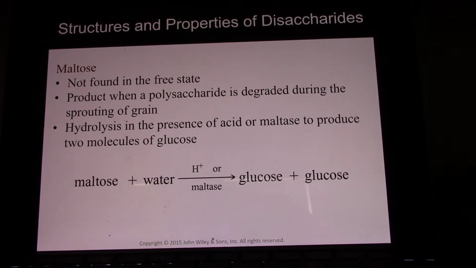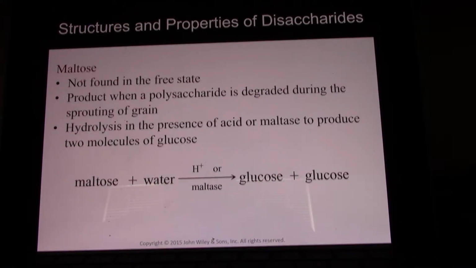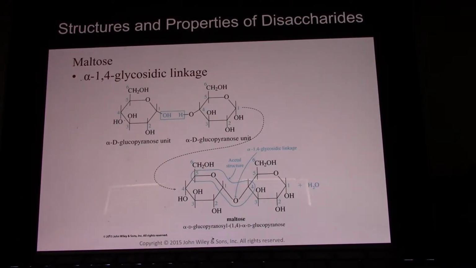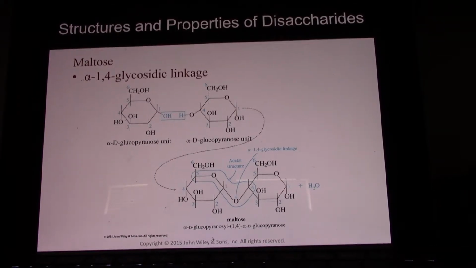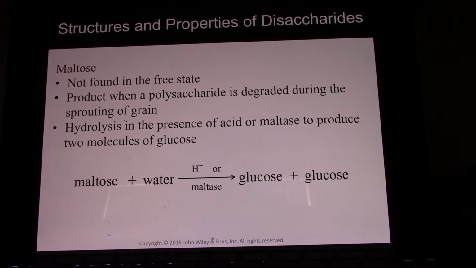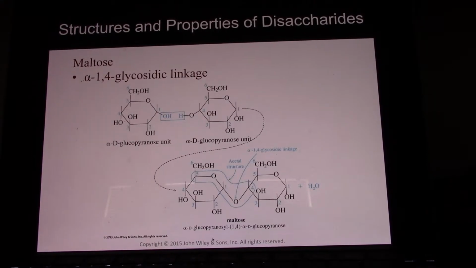Maltose is not found in the free state. It is a product when a polysaccharide is degraded during the sprouting of grain. So malting something. Hydrolysis in the presence of acid or maltase will produce 2 molecules of glucose. So maltose is 2 monosaccharides of glucose bound together. So here we see 2 glucoses coming together to form a maltose. And this specifically happens when you're sprouting grain. Purposely malt it.